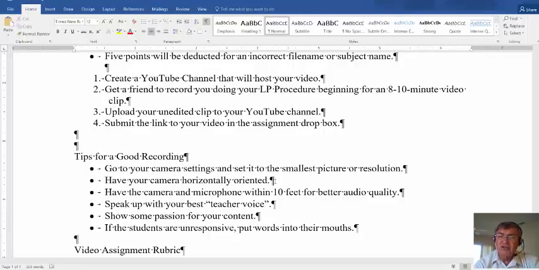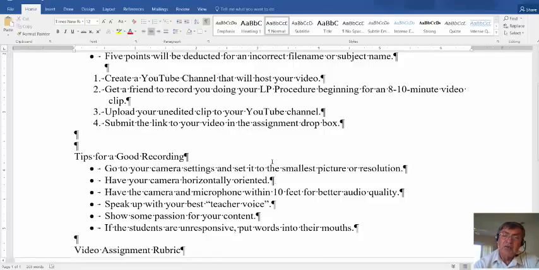Okay, speak up with your best teacher voice. Show some passion for your content. Show that you really want to teach us, that you really care about the content, and you care about the students. If the students are unresponsive, put words into their mouths. So when you're questioning, ask them the question and then respond to their answer. Of course, I can't hear them, but in your mind, you should be able to hear them. So practice. You're on stage here. You're doing this as if there really are students, and I want you to talk to them as if they are students.